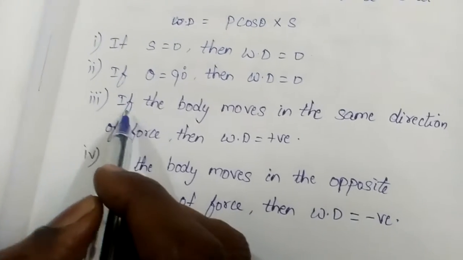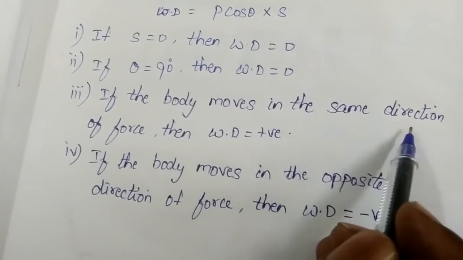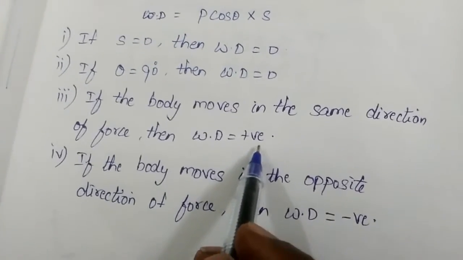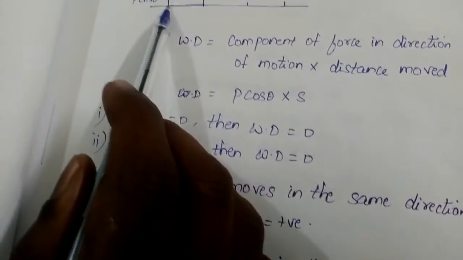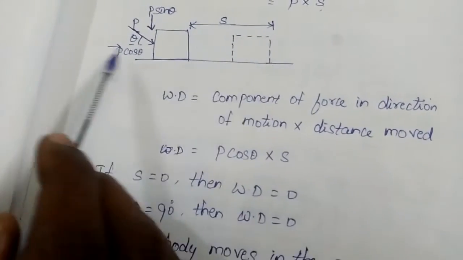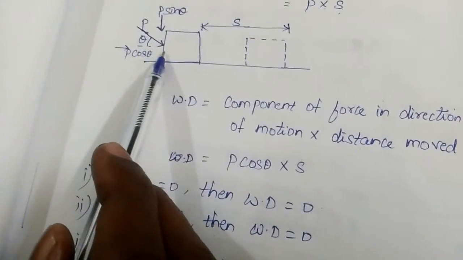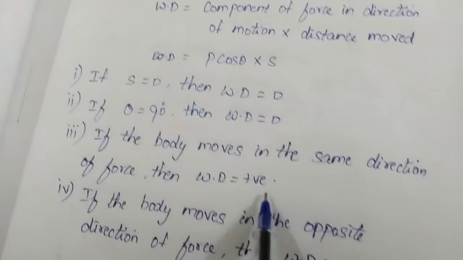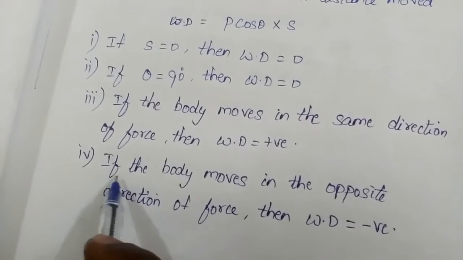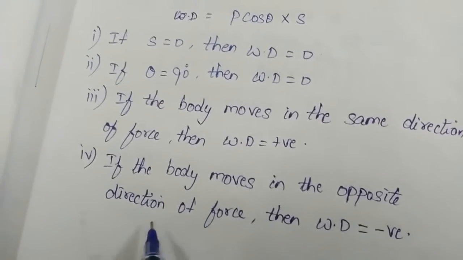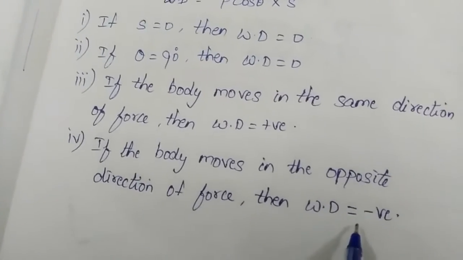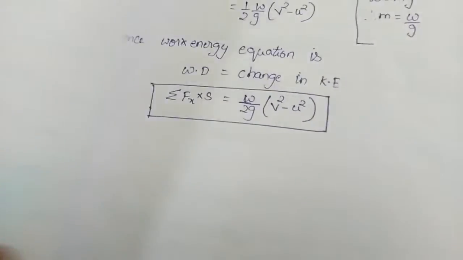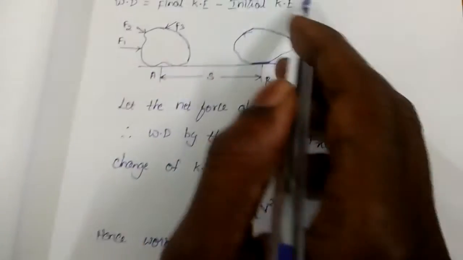Take the third condition, if the body moves in the same direction of the force, then work done will be considered as positive. If the body is moving in the right side direction and the applied force is also acting in the right side direction, then the work done is said to be positive. And the fourth condition is, if the body moves in the opposite direction of the force, then work done will be said to be negative. With this, we shall see about the work energy principle.